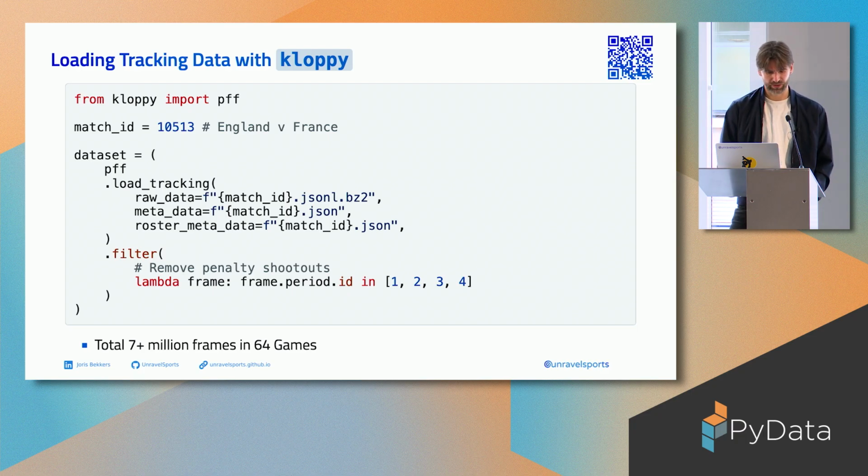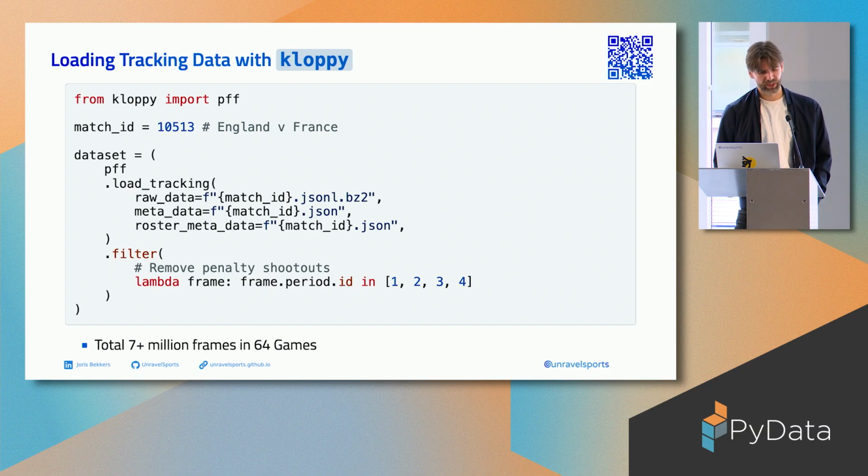So we're going to load the tracking data. We load one game at a time. That's just how the Kloppy package is set up. So you download all the 64 games and you do this for every game. It just happened that I picked England versus France for this example.